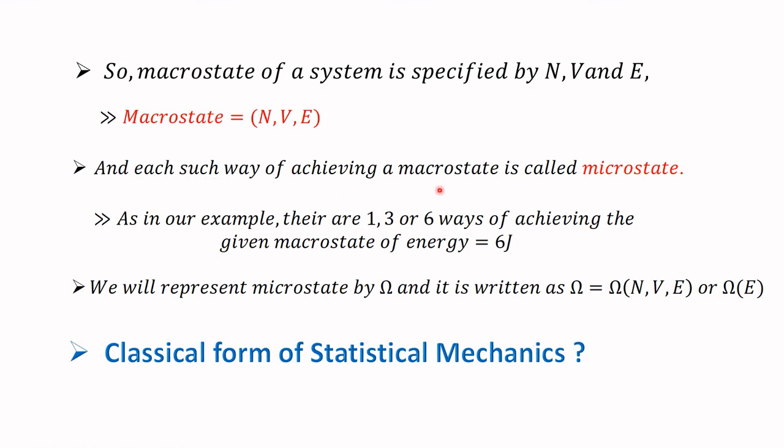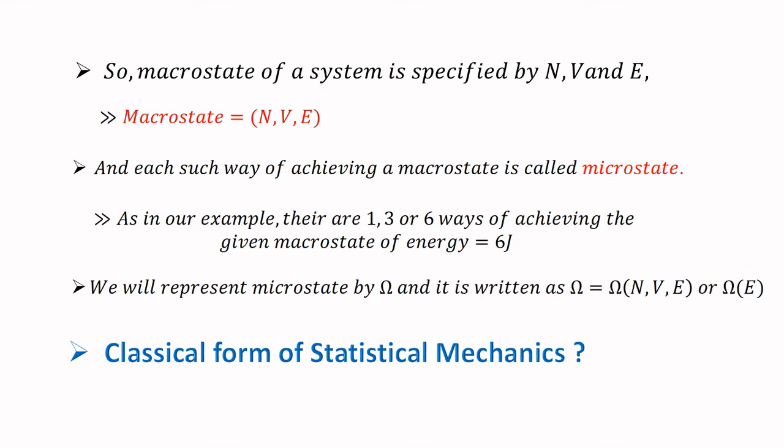Each such way of achieving a particular macro state is called a micro state. As you see in the example, we have one way, three ways, or six ways of achieving the same macro state of 6 joule. So what is a microstate? A microstate is a way of achieving a macro state. We have one, three, or six microstates for our particular system. We represent the number of microstates by omega, written as omega as a function of N, V, E, or, as in our example where we are only concerned with the energy E of the system, it can be written like this.